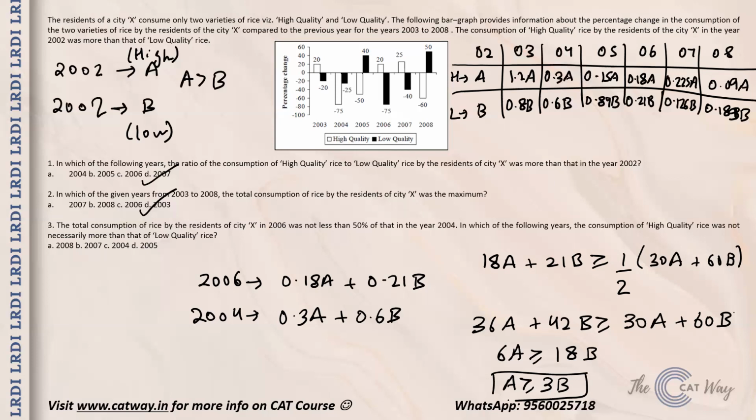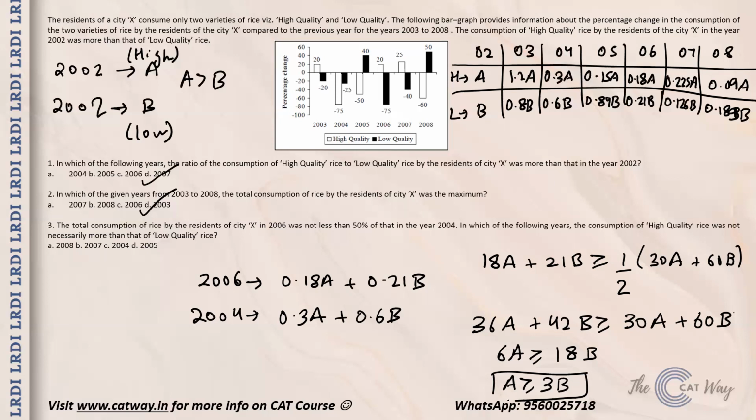Now the question is: in which of the following years was the consumption of high quality rice not necessarily more than the low quality rice? Among the options we have 2008. In 2008, it is 0.09a and 0.189b. The minimum value of a is 3b, so if you multiply 0.09 by 3, because a is 3b, you get 0.27b, and low quality rice is 0.189b. So it is definitely more in 2008.